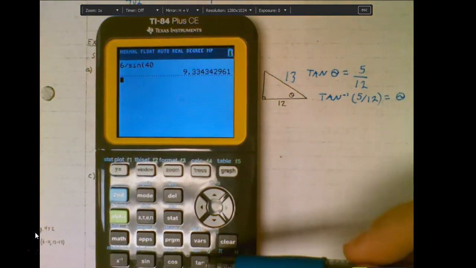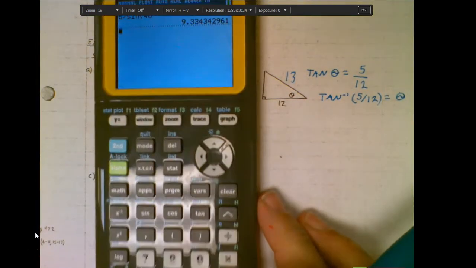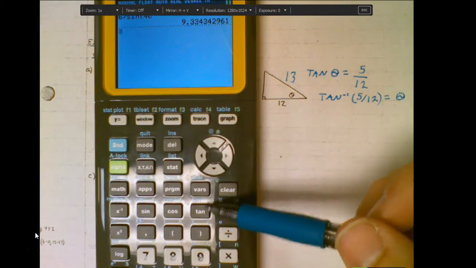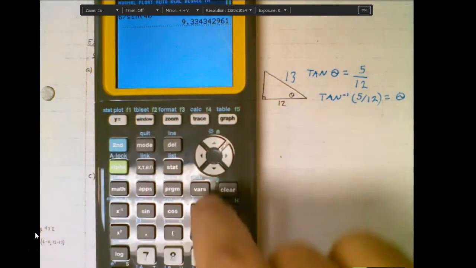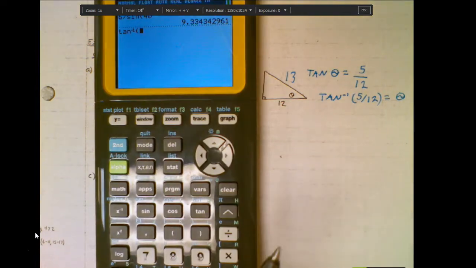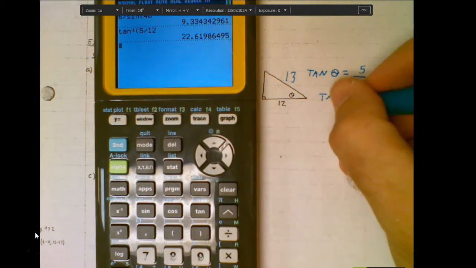So if we go into our calculator, right above tangent, we see the inverse tangent. So I'm going to hit second, tangent, of 5 divided by 12. And about 22.6 degrees is theta.